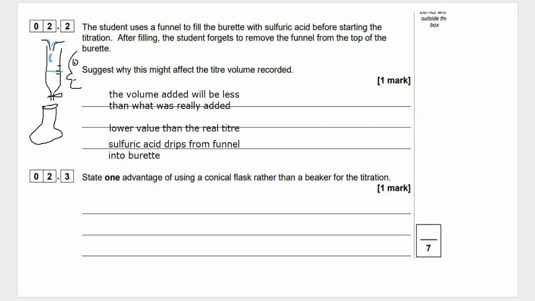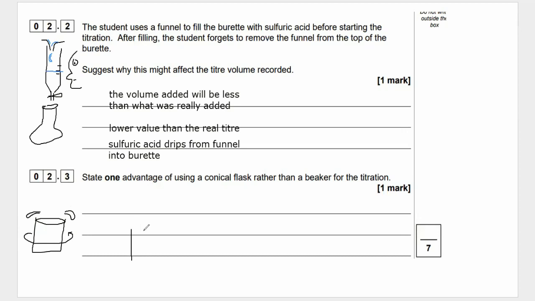Check out the artwork. State one advantage of using a conical flask rather than a beaker for the titration. Well, imagine they used a beaker. What have you got to do when you're carrying out a titration? Remember, you've got to swirl to ensure the reactants are mixed. So as we swirl a beaker, we are more likely to lose some of the contents.